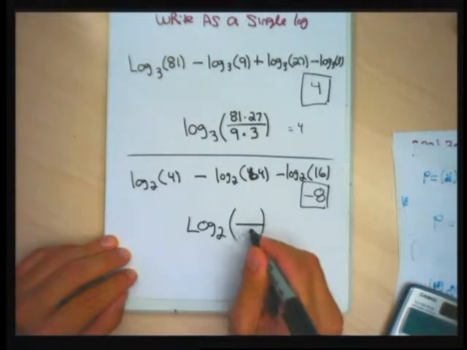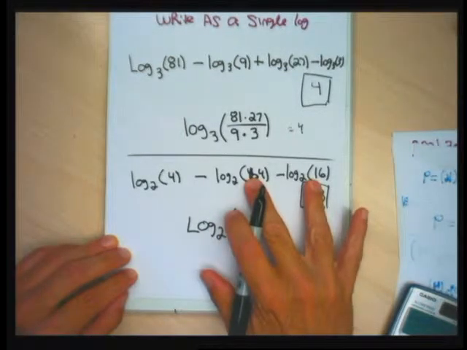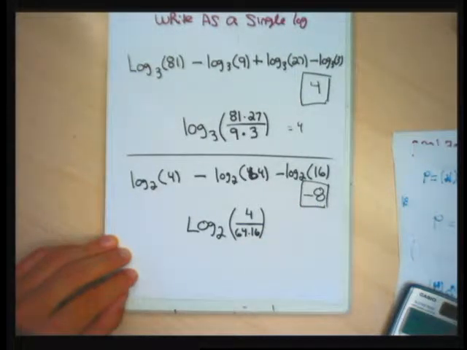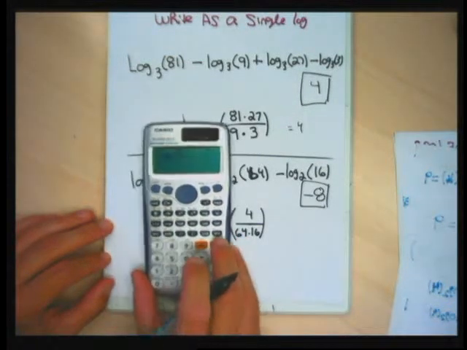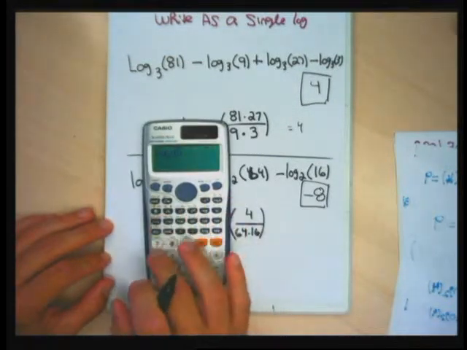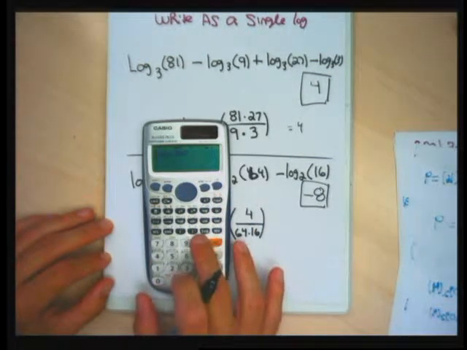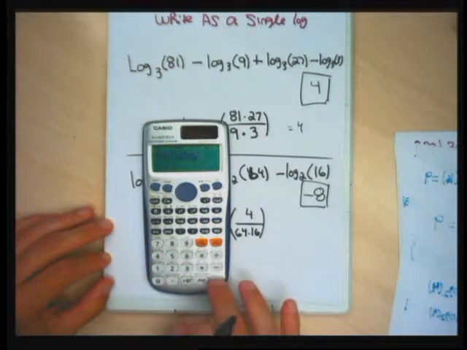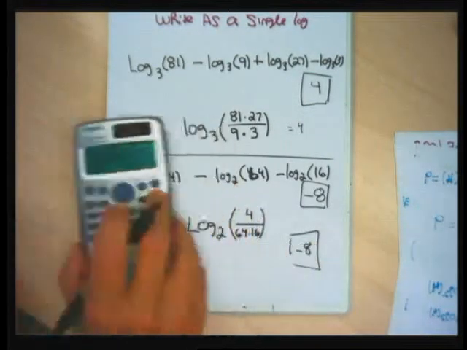And both the 64 and the 16 will wind up in the denominator of the fraction because they both have negatives in front of their logarithms. The 4 is going to wind up in the numerator. So I claim that that's also going to equal -8. And this is successfully writing these 3 logarithms as a single logarithm. So let me check. The log base 2 of 4 over 64 times 16. And that also equals -8. So I know that I've successfully rewritten this.